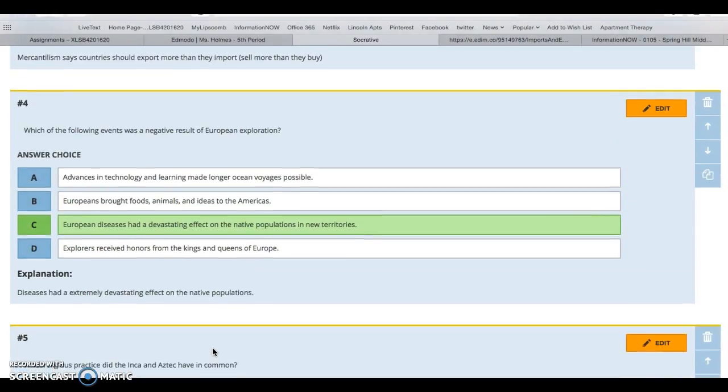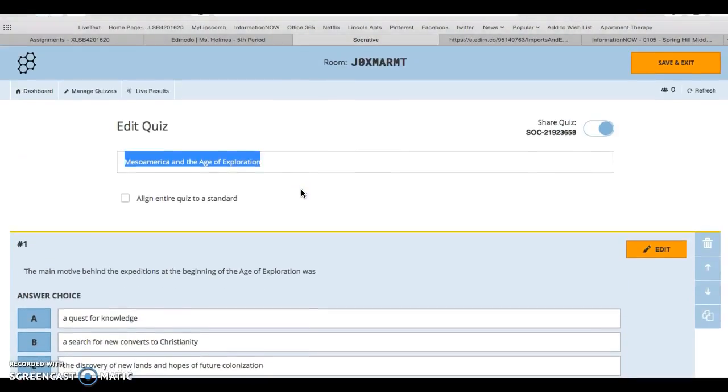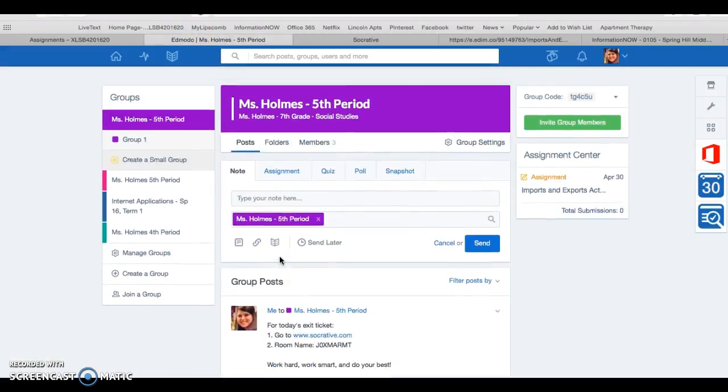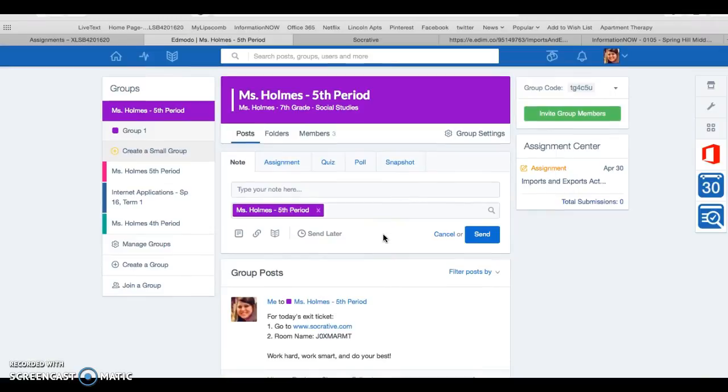What I like about Socrative is students can do an individual assessment, or I can put them into groups and have a more competitive assessment as well. When they are submitted, I get the live results, so I can see the breakdown of how my students do, which I really like. That is the end of my course of study over the Age of Exploration in Mesoamerica.